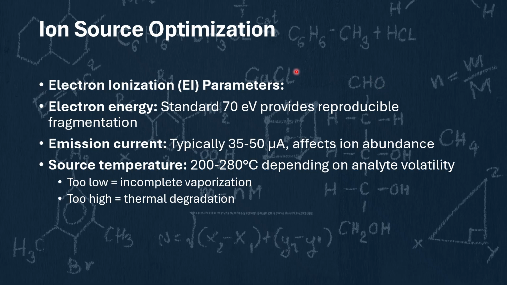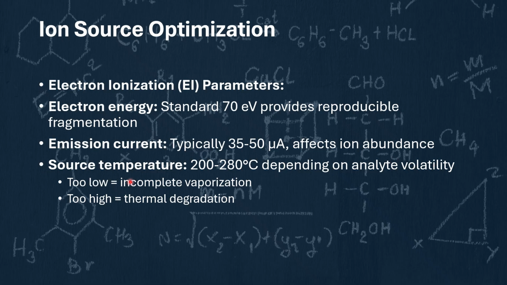Before we even get to the quadrupoles, your ion source optimization is critical. So let's talk about your electron ionization parameters. Electron energy: the standard is 70 electron volts because it provides reproducible fragmentation. Therefore, GCMS has NIST libraries. Then emission current typically ranges from 35 to 50 microamperes. It affects your ion abundance.